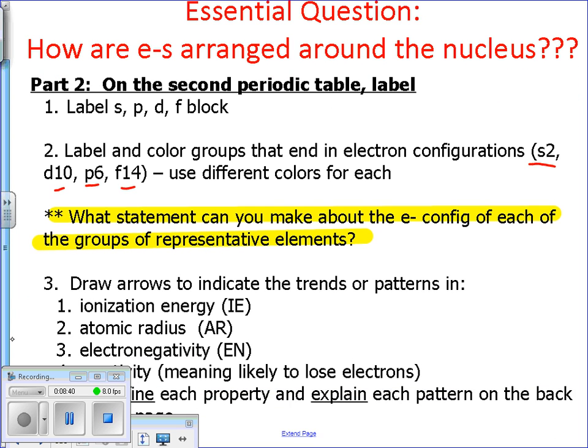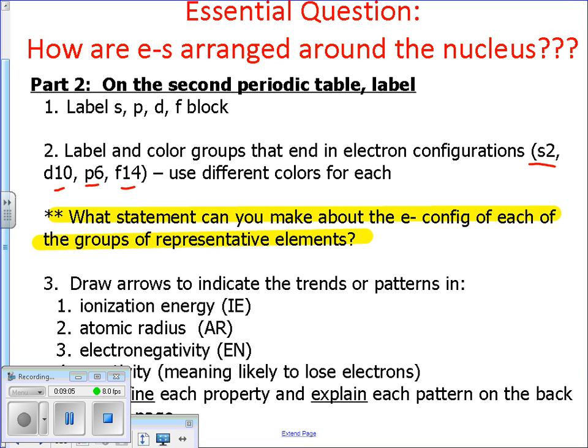So as you're looking through the groups, point to me, are groups this way or this way? Groups are this way. Those groups I told you to identify were groups that ended in S2, D10, P6, and F14. So what are we clear on now? Can you make a statement about the electron configurations of each of the representative groups? Each of the groups.